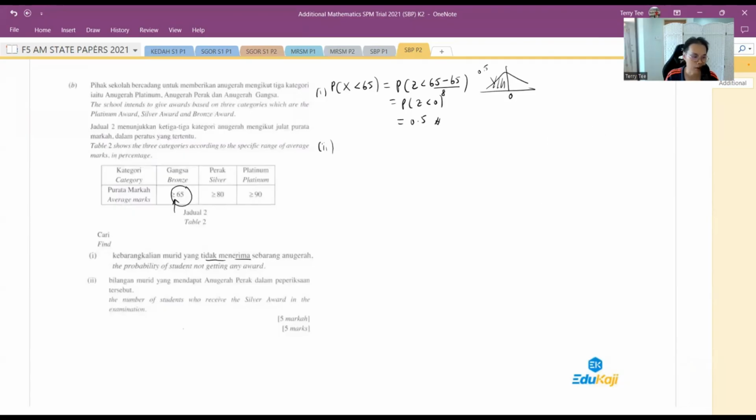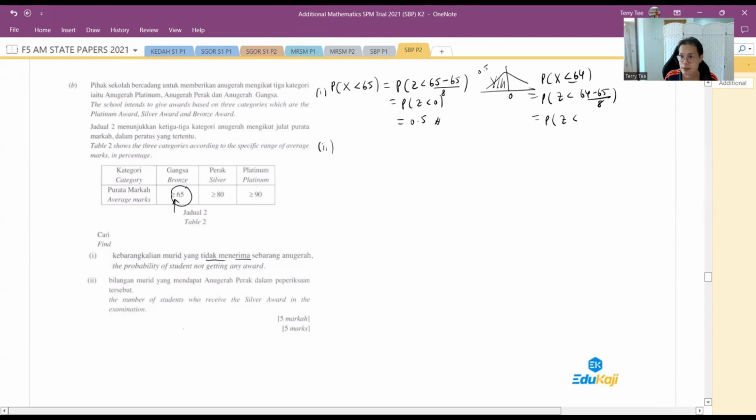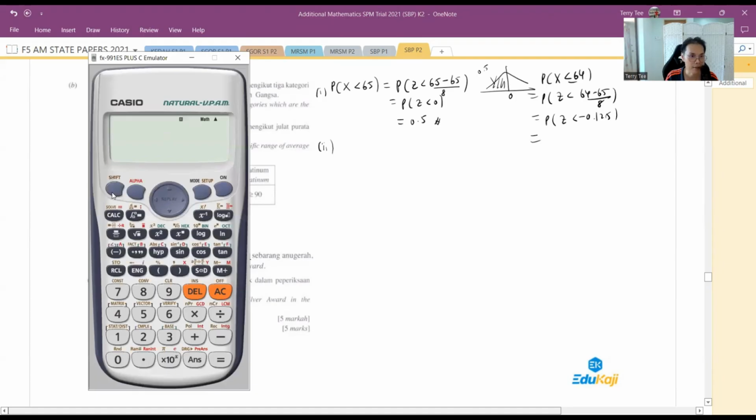By the way, if you do x less than or equal to 64, then when you standardize, it's 64 minus 65 over 8. In this case, if you don't put equals, it's the same thing. This is z less than 1 over 8, which is 0.125. You use a mathematical table or your calculator. I like to use the calculator, it's a lot faster.